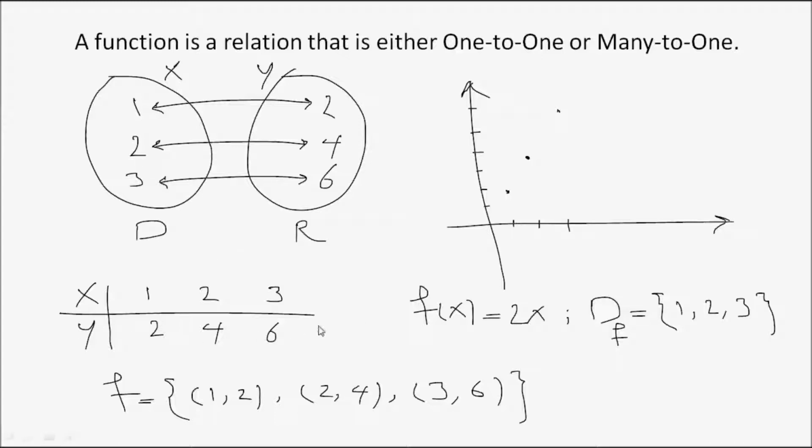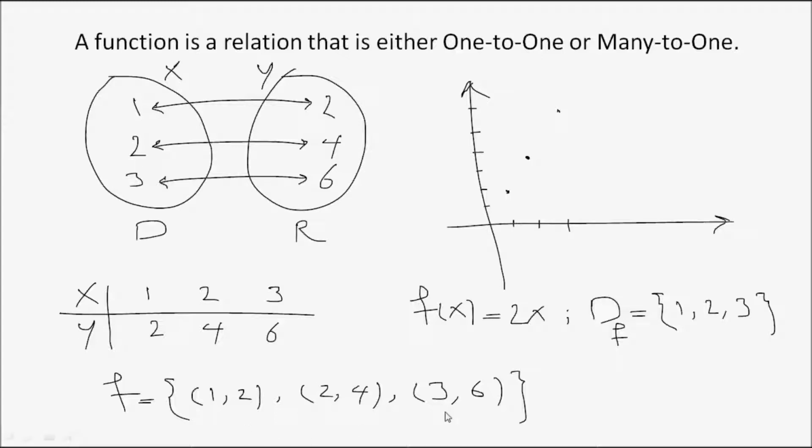Another way of representing a function is using a table. So you have a table with two rows. The first row is for the values of x, values from the domain, and the second row is for the values from the range. 1 is associated to 2, 2 to 4, and 3 to 6. You can also put these pairs inside a collection and represent a function as a set of ordered pairs. So you have the ordered pairs (1, 2), (2, 4), and (3, 6).